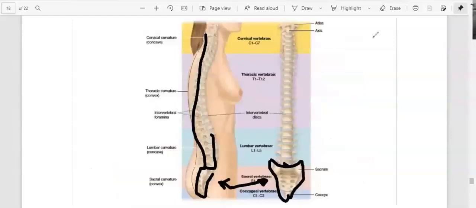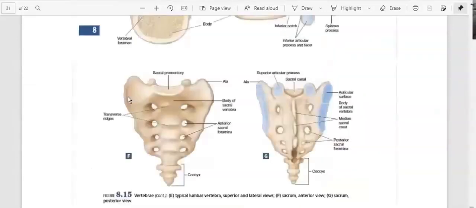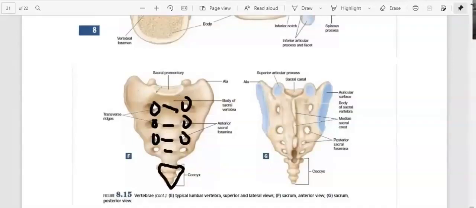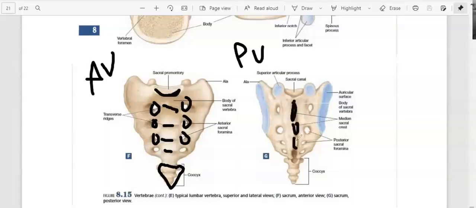If we look at the sacrum, it has holes in it. These ones are going to be the sacral foraminas. Connecting the foraminas, we're going to have some lines in here that are going to be called the transverse ridges. Below the sacrum, you're going to have another bone right here, which is going to be called the coccyx. At the very top, you're going to have the sacral promontory. This is the anterior view. The posterior view is going to be this one. You can see here you have an elevation. This is going to be called the median sacral crest. You have a cavity in here called the sacral canal. And on each side, you're going to have the articular surface.